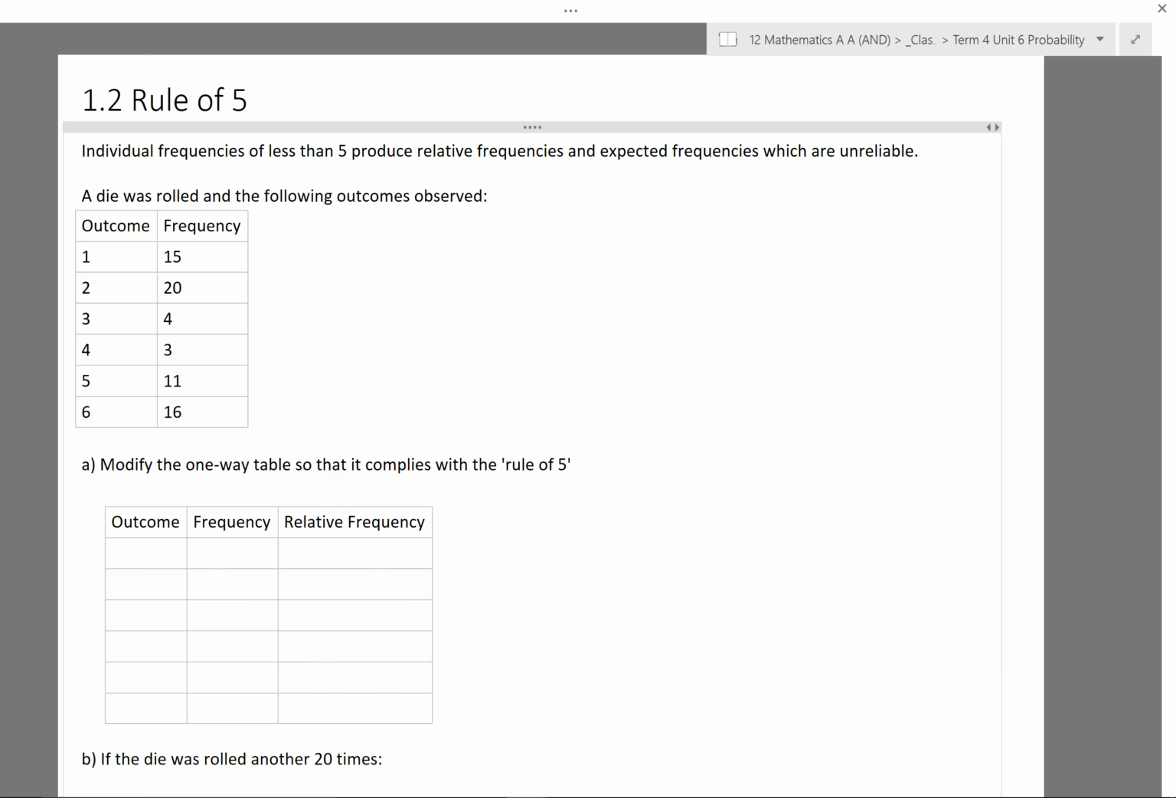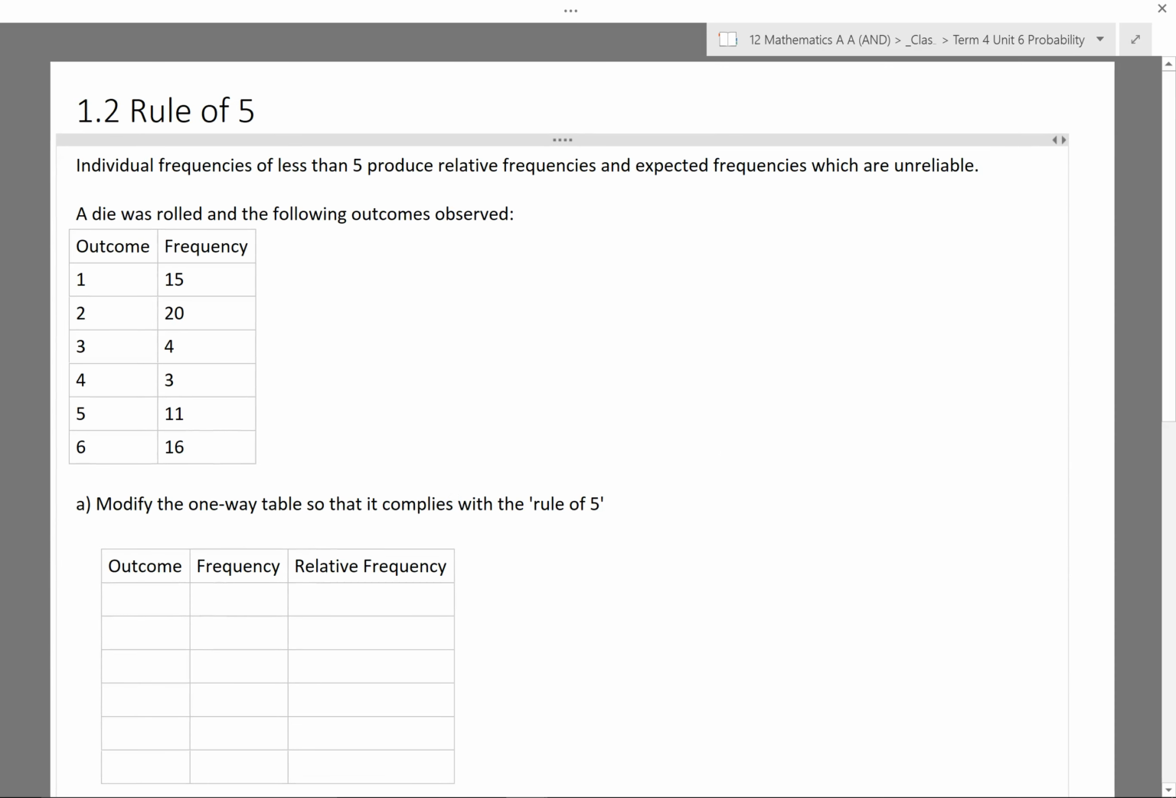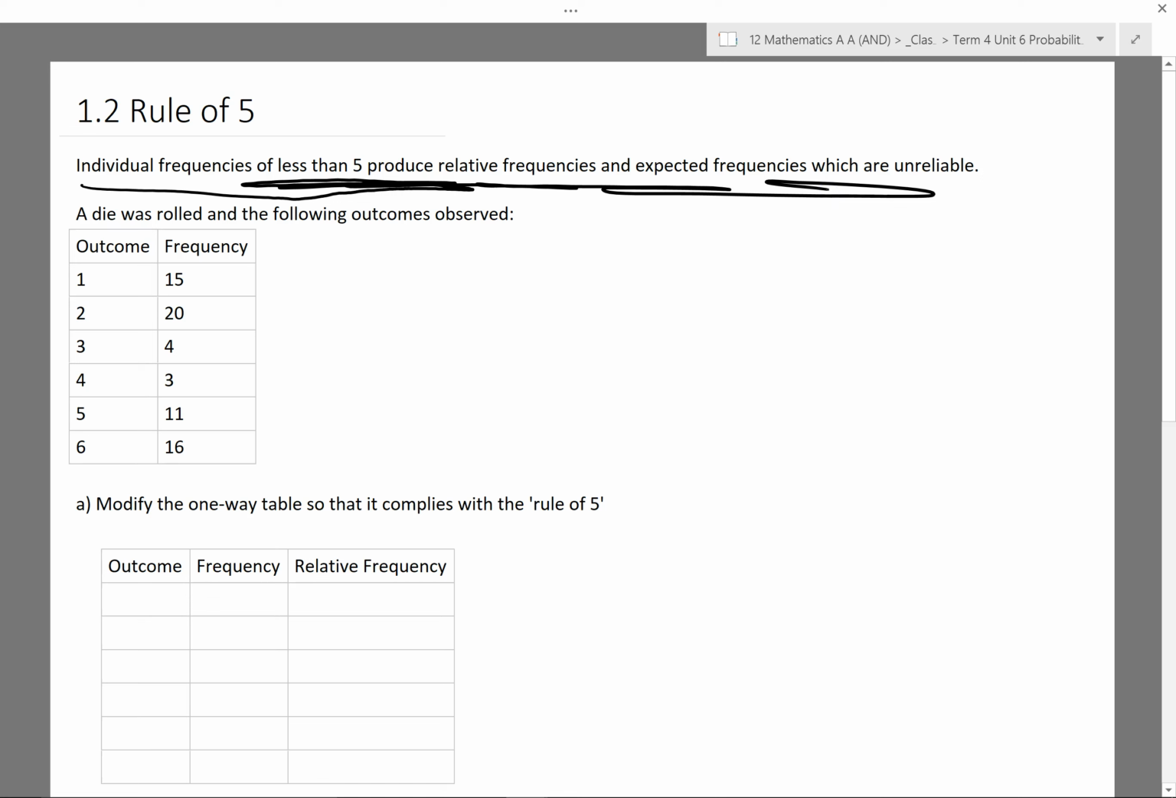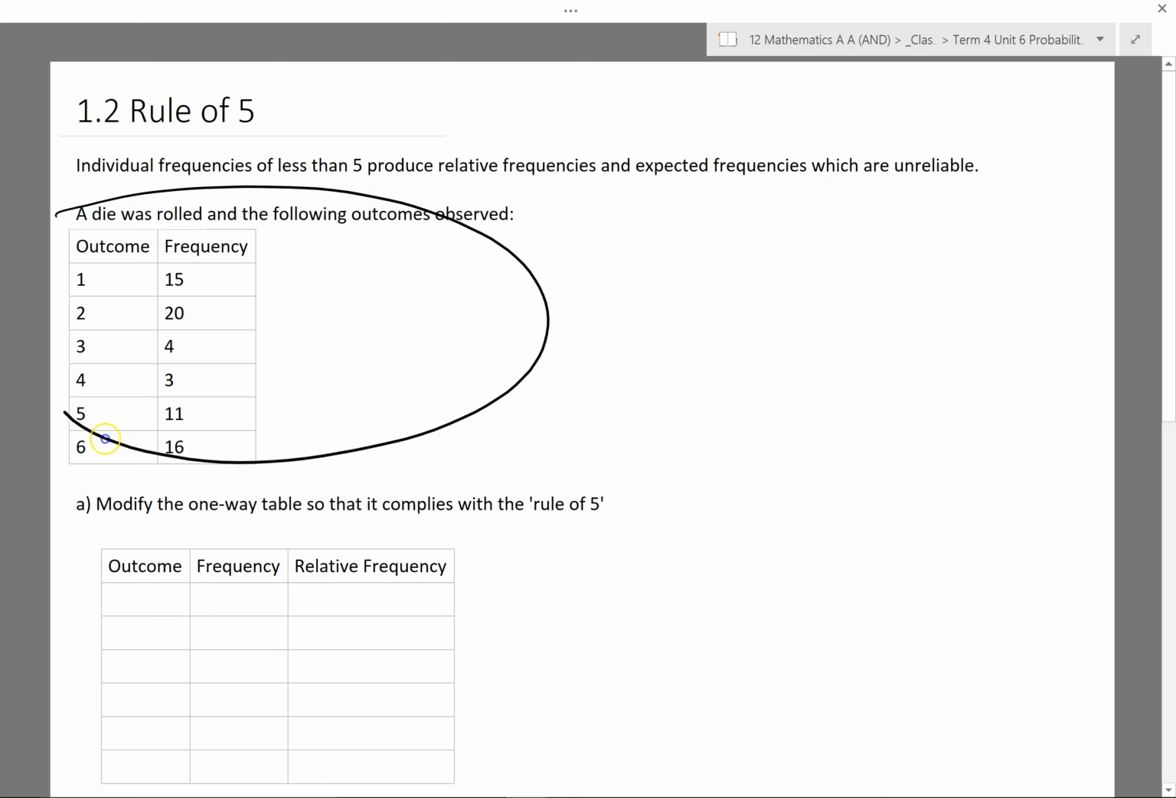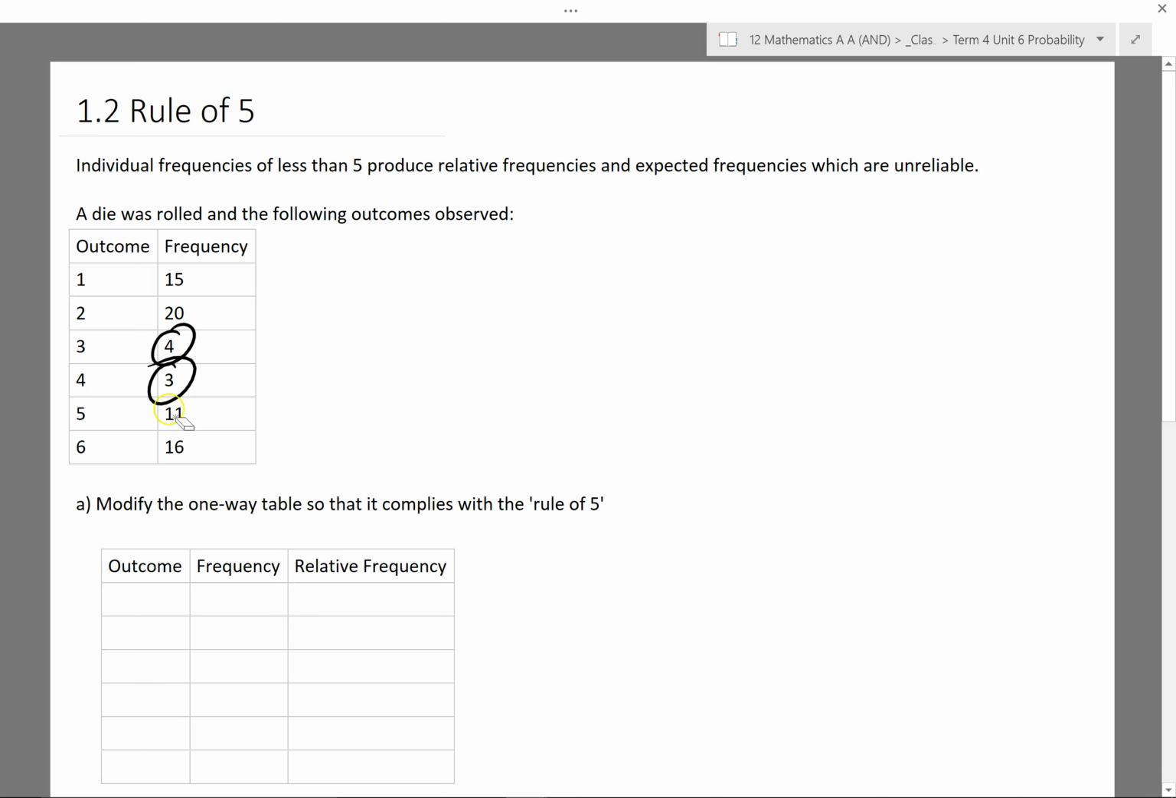So there's also this thing called the rule of 5 about combining some frequencies. Instead of the information being given in words, like in those previous examples, it might be presented in a tabular form, so I'll look at both of those here. If we have individual frequencies of less than 5, it'll produce probabilities, relative frequencies and expected frequencies which are unreliable. So for example, we're rolling a die, and we've got these outcomes. These two here are a problem because they're less than 5.